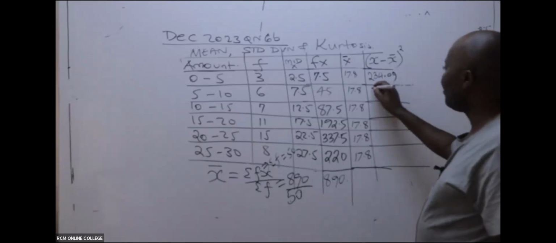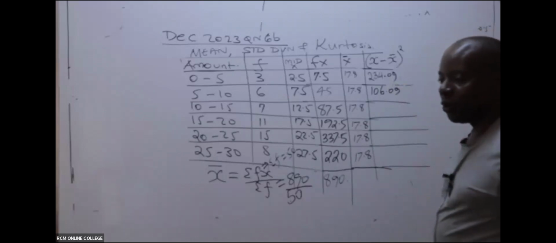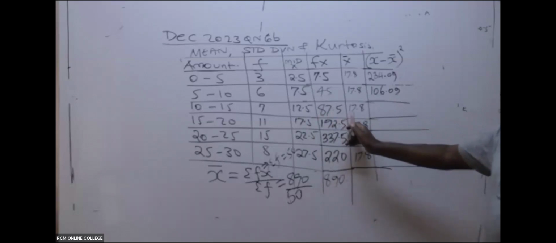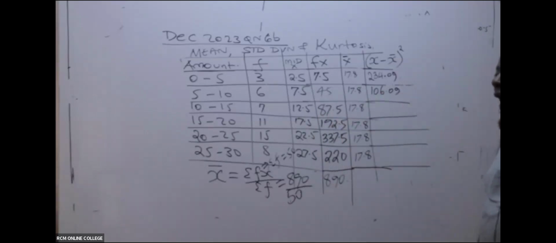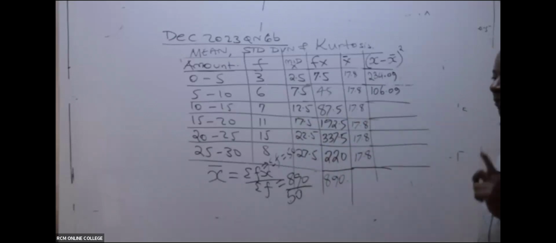106.09. Thank you. We go to the third one. Unfortunately, I'm only being given answers by very few students. So the third one is 12.5 minus 17.8. Whatever we get, we square. So you say 12.5 minus 17.8 equals, and whatever you get, you say squared. There's a place in your calculator where you'll be able to say squared.